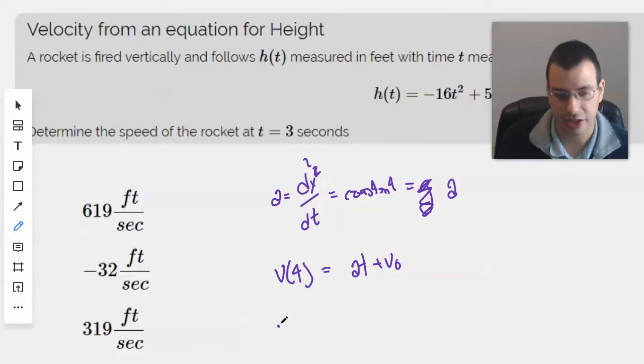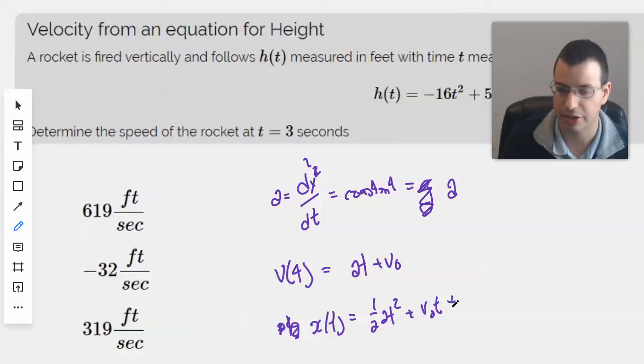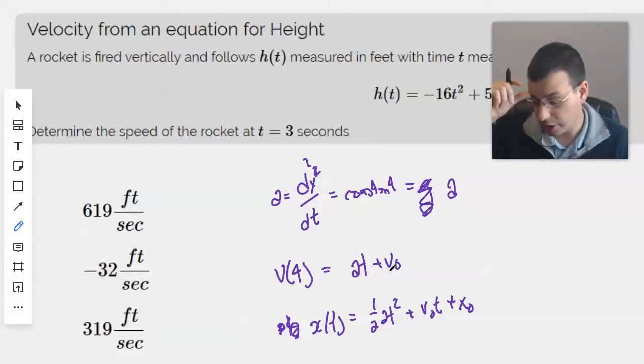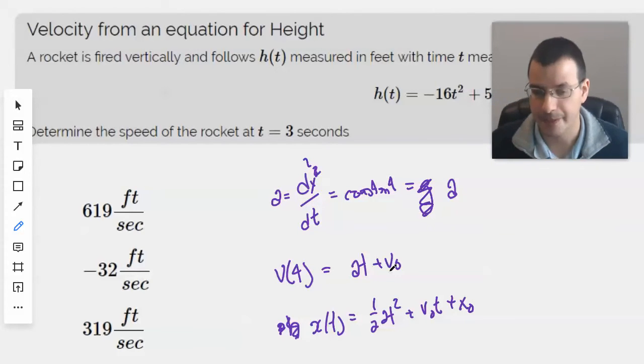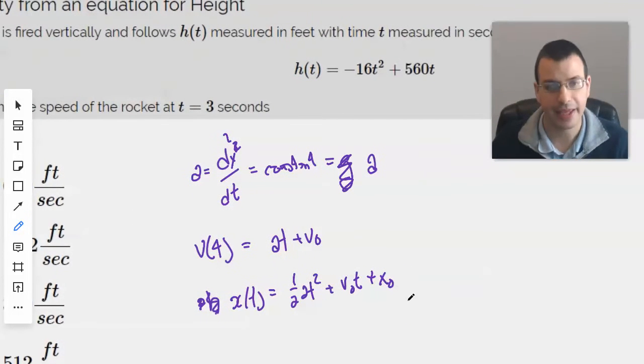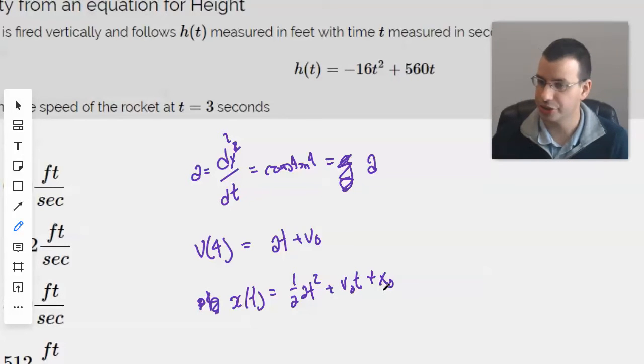And then you can find the position, I'll call it x of t, by taking the integral again, which would be 1/2 at squared plus v naught t plus x naught. Where the v naught here is that constant you always seem to get with integrals, and in this case that constant would be the initial velocity. Then this x naught would be the initial position. So it'd be like, well, where are you at? Well, part of that depends on where you started, which seems reasonable.